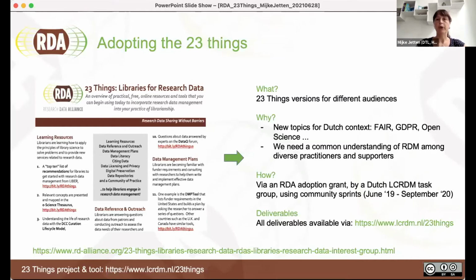It's just a great update of the original 23 resources. And what we found really relevant is that it helped us to create a common understanding among diverse practitioners and supporters with regard to RDM. So this was really a community effort. And if you follow the link to the slides, you can also find the link to all the output, as we've put everything on Zenodo to make it available to the full community. And below you can also see the link to the webpage with all the information about this project and the link to the original 23 Things library for research data.